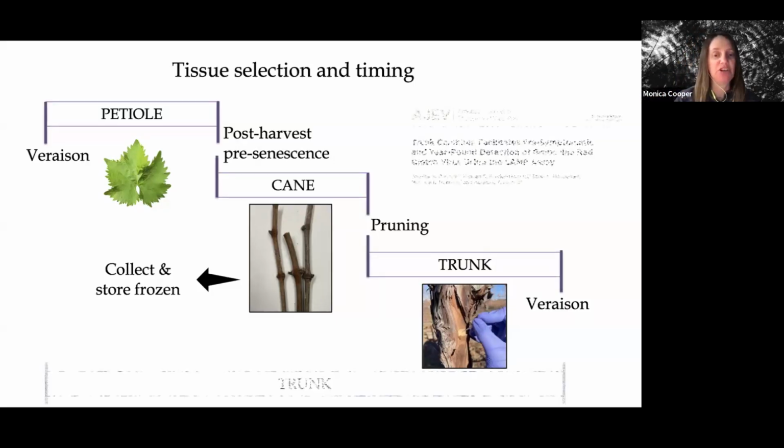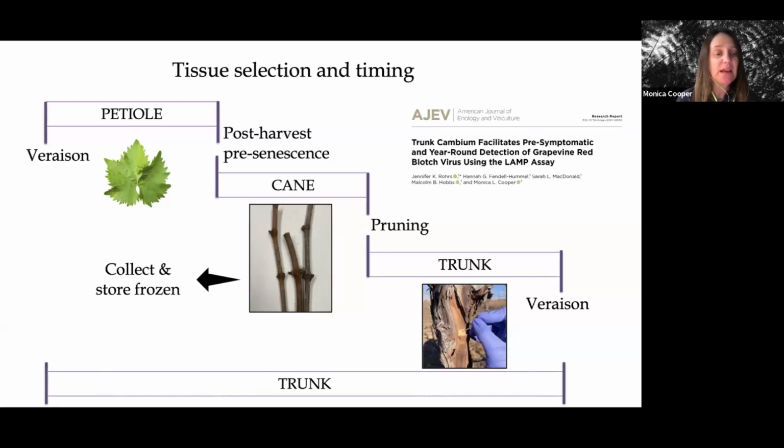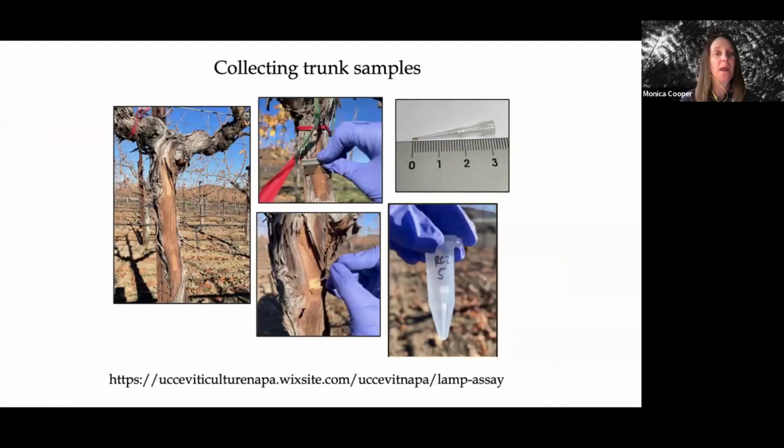The neat thing about trunk tissue that we found is you can actually use it year round. So if you like using petioles or you like testing canes, that's great. But if you get into a rhythm of testing or you're really familiar with trunks, then you can actually use them year round. And so here's a little bit more detail on how you might go about collecting trunk samples.